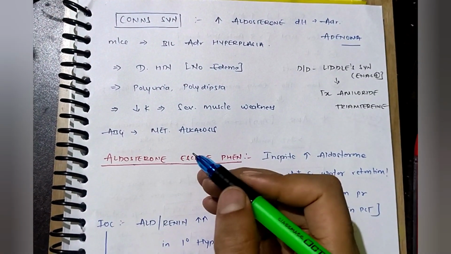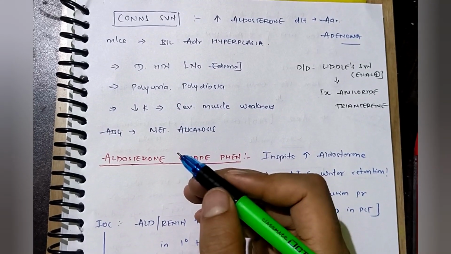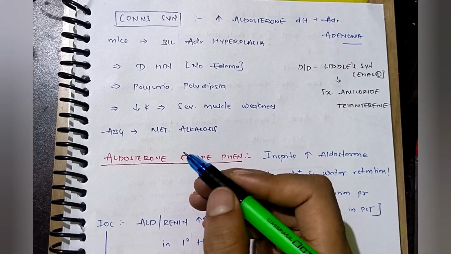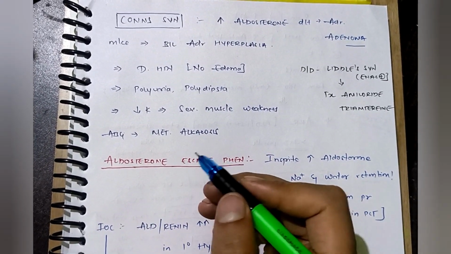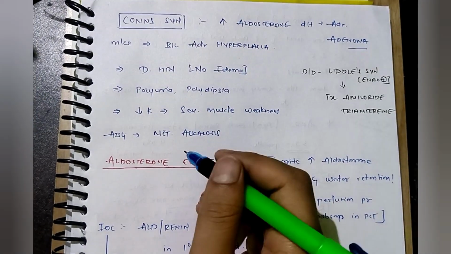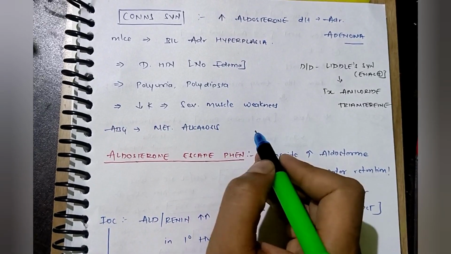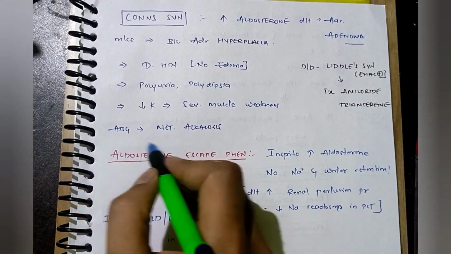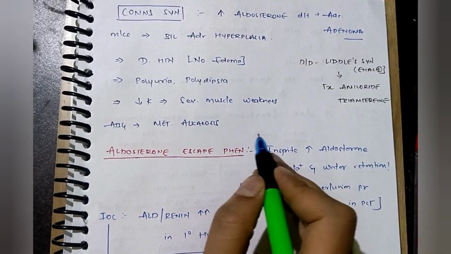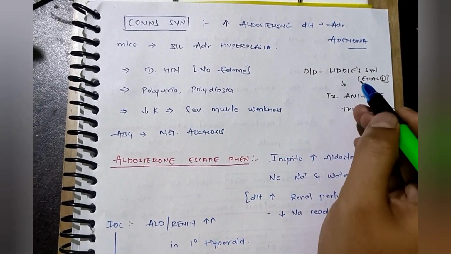Okay, so the features in Conn syndrome will be diastolic hypertension, but there won't be edema. There won't be ascites or pedal edema. With that, the patient will have polyuria and polydipsia, and there will be hypokalemia, which will lead to severe muscle weakness. Okay, in ABG we'll see metabolic alkalosis because the protons, the hydrogen ions, are lost.